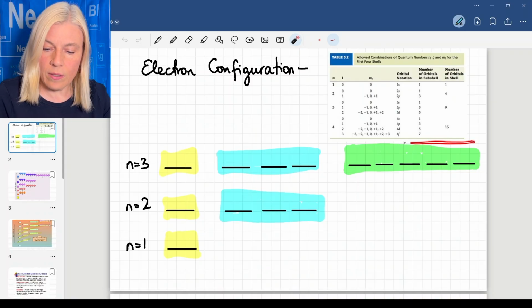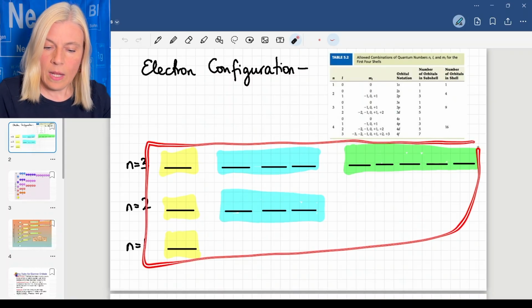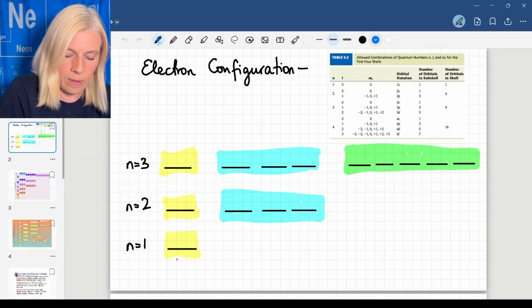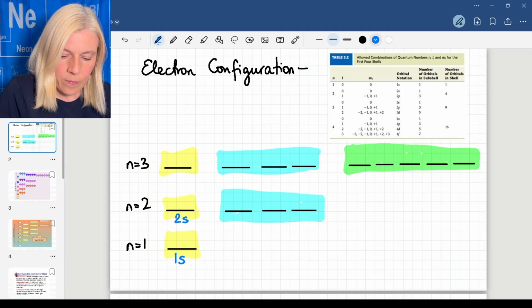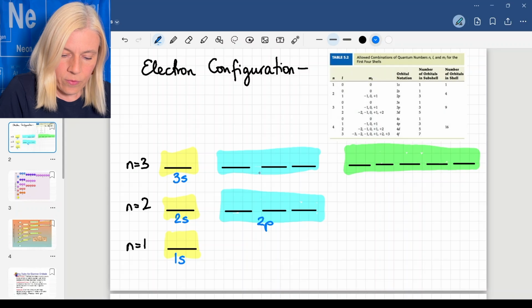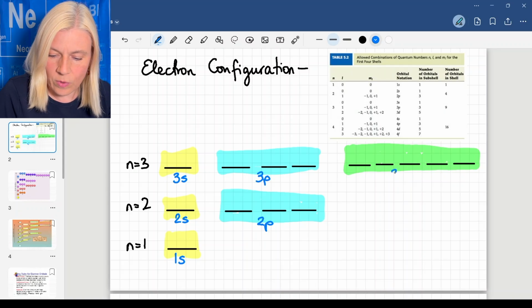So this here looks great. Let's fill in a little bit more of what it is. I'm going to say this is my 1s, this is 2s, this is 2p, this is 3s, 3p, and 3d.